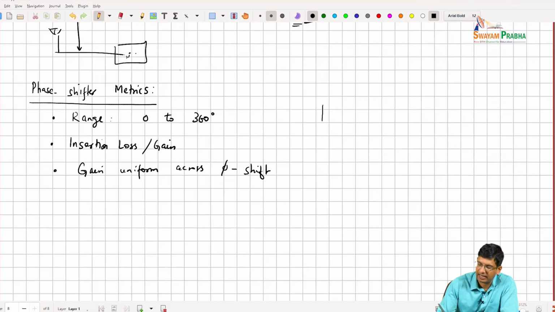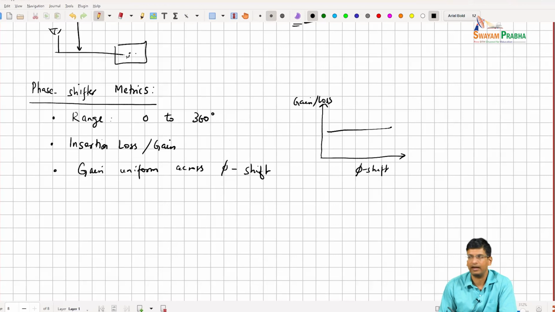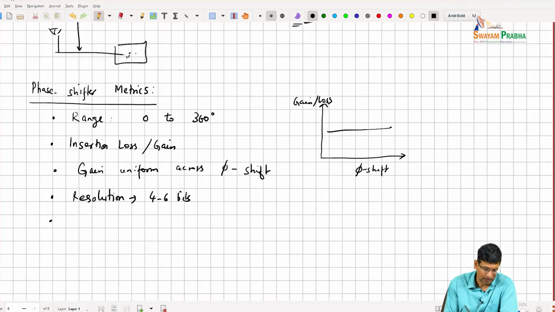because ideally we'd like something where if I were to make a plot of the phase shift that it is providing and the gain of the phase shifter, gain or loss, right? I'd like to have a straight line, because all my algorithms are assuming that my amplitude and phase are orthogonal to each other, right? So I ideally like this, right? I want to have good resolution, right? So 4 to 6 bits maybe, right? I want to have good bandwidth, right?